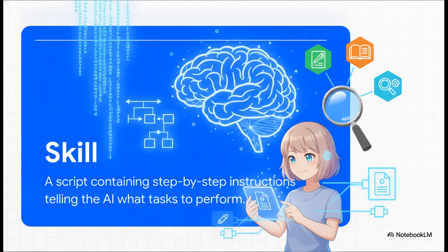Simply put, a skill is just a file or a script. Think of it like a highly detailed job description for your new virtual employee. It contains exact step-by-step instructions telling the AI what to research, what format to write in, and exactly what to do with the finished product. And the best part, you don't have to write these from scratch. The creator provides the templates, you literally just plug them in.